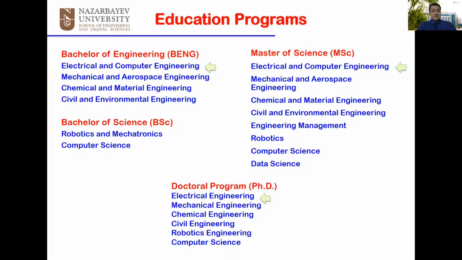At the School of Engineering and Digital Sciences, we have a bachelor program, which we call the Bachelor in Engineering. BEng has different programs, meaning different departments, such as electrical and computer engineering, mechanical and aerospace, and chemical and civil and environmental engineering. In the meantime, we have the Bachelor of Science, in which we have the robotics and computer science departments.